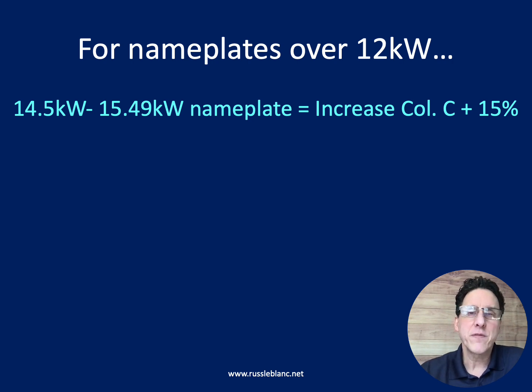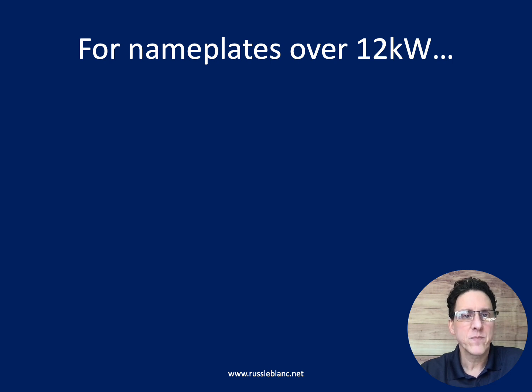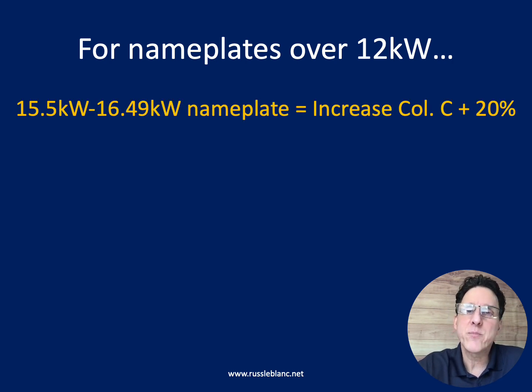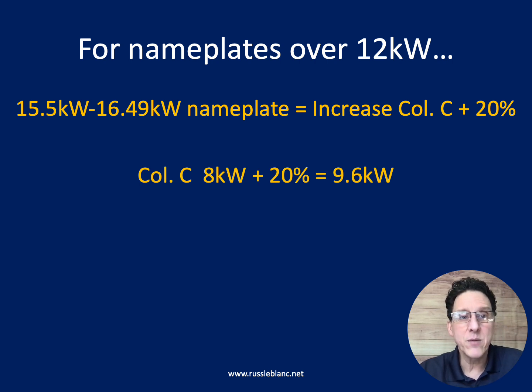For 14.5 all the way up to 15.49, that's a 15% increase to column C, and so you're now at 9.2 kW. If you've increased 8 by 15%, you're at 9.2 kW. And then the last one, if we have a nameplate 15.5 to 16.49, that results in an increase of 20% to column C. So it's the column C value, 8 kW for one appliance, plus 20%, 9.6 kW, and that's the number you use, the 9.6 kW. That's what you would use to calculate what size branch circuit you need, right? That's the minimum permitted load, 9.6 kW.